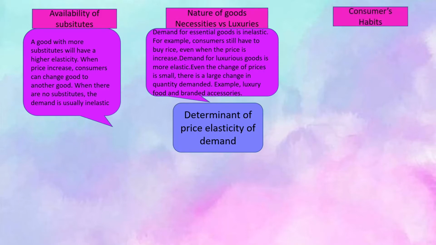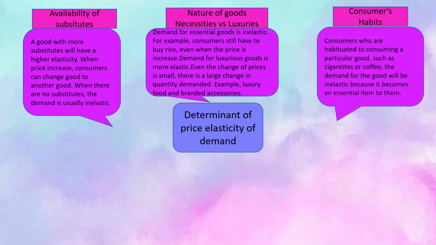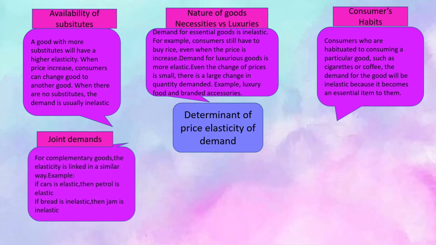Next, consumers' habits. For consumers who are habituated to consuming a particular good, such as cigarettes or coffee, the demand for the good will be inelastic because it becomes an essential item to them. Next, joint demand. For complementary goods, the elasticity is linked in a similar way. For example, if gas is elastic, then petrol is elastic. If brake is inelastic, then jam is inelastic.